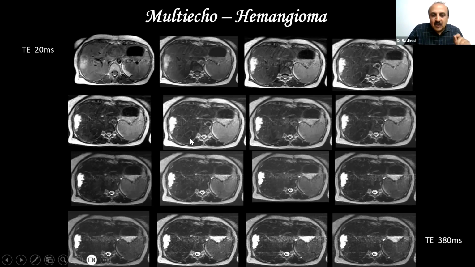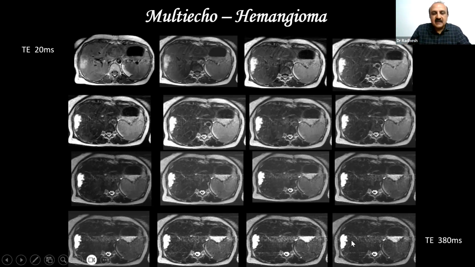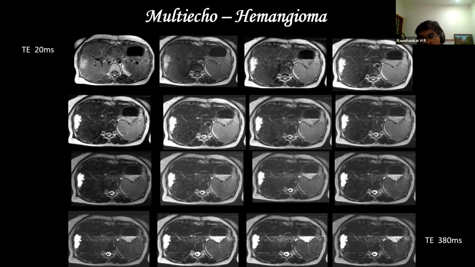In a hemangioma, what happens? This is at echo time 20. This is at echo time 380. So how is it looking? It is a mesenchymal lesion. These mesenchymal lesions always look very bright as you take samples later. At 20, it is white. At 380, it is really bright. Classical for hemangioma. Two things, take home message: centripetal fill-in of contrast, and second is becoming brighter on delayed echoes, multi-echo.